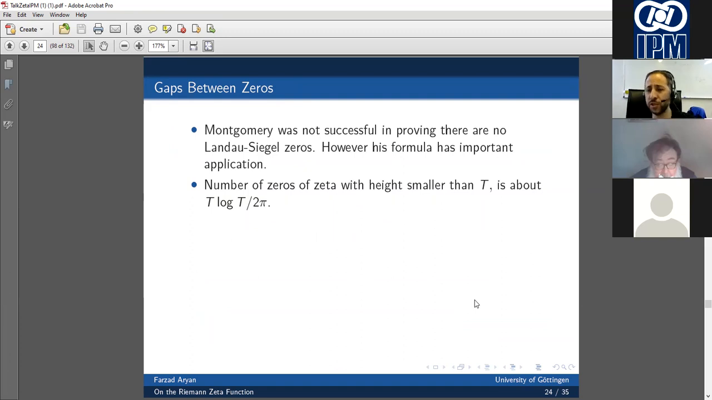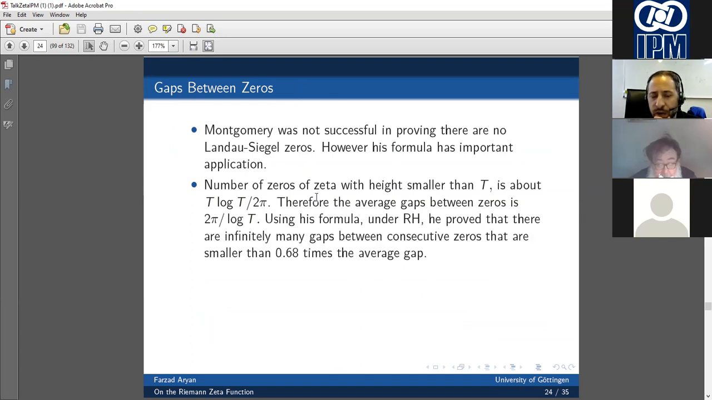if you consider the number of zeros of imaginary height smaller than t, you can easily compute that number: about t times log t divided by 2 pi. From there, I'm trying to get that the average gap between zeros is about 2 pi divided by log t, and I'm talking about zeros around height t.